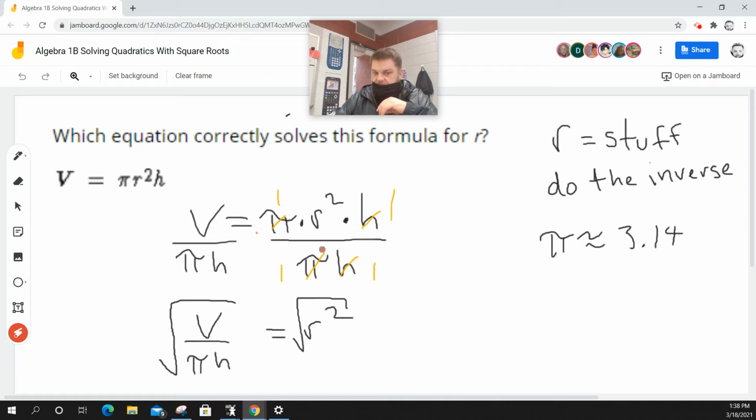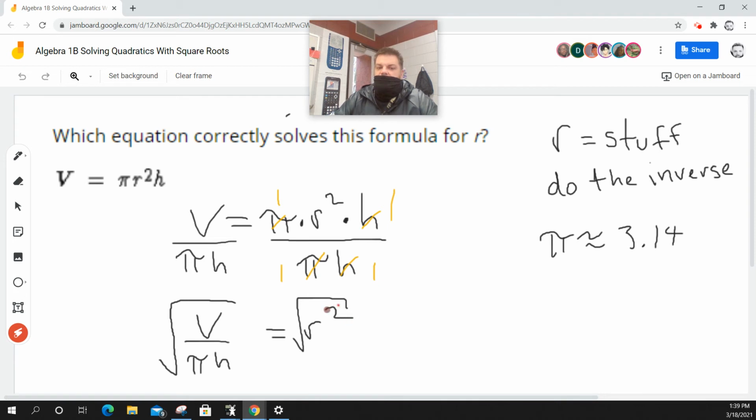Pi divided by pi just reduces down to 1 over 1. H over h reduces down to 1 over 1. 1 times r squared times 1 is just r squared. Over here, though, whatever I do on one side of the equal sign, I got to do to the other, so I'm dividing v by pi h.